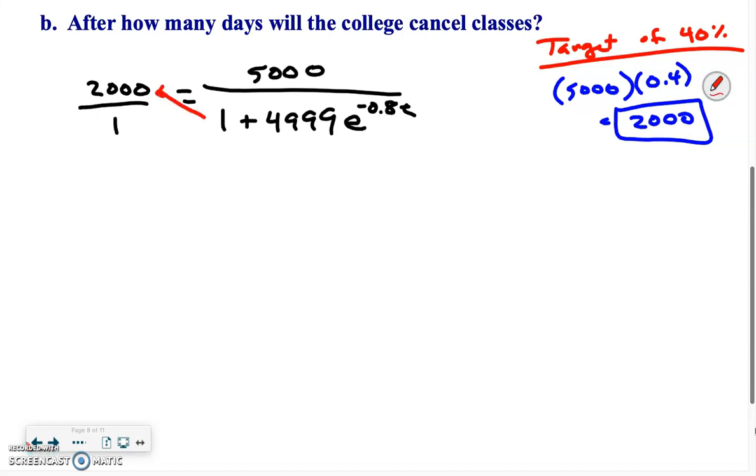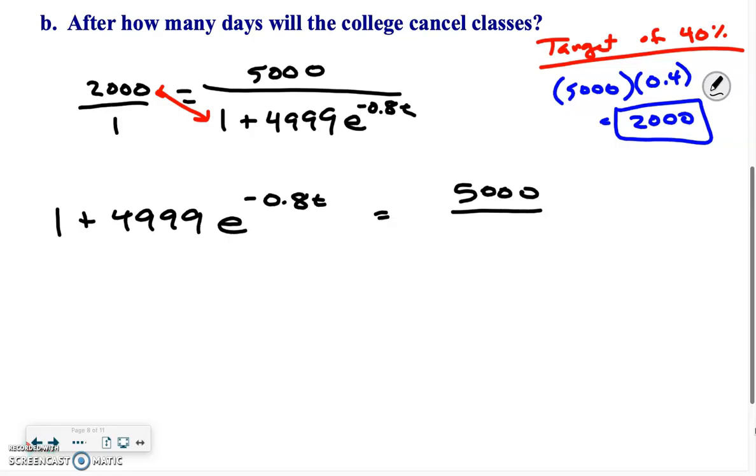Wouldn't it be a lot simpler just to switch these and rewrite this as 1 plus 4,999 e to the negative 0.8t is equal to, now we have 5,000 over 2,000. Mathematically, is that going to be a heck of a lot simpler than multiplying both sides by the denominator and all that stuff? Okay, so guys, did everybody see that move? Because I can assure you that throughout the remainder of chapter 3, we're going to use that very move quite a few more times. Okay?